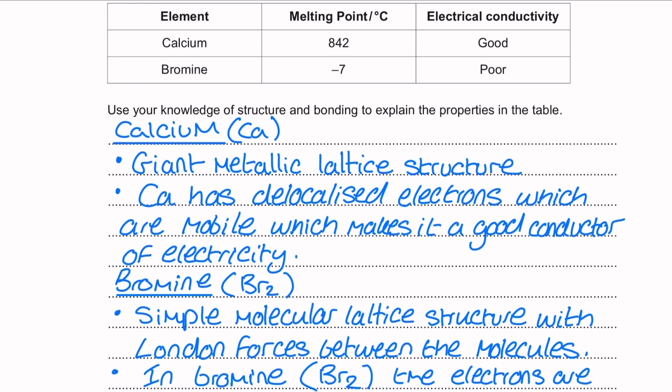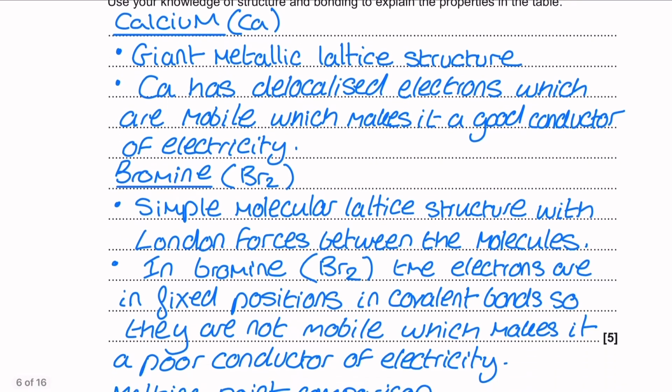First off then, calcium. We've got a giant metallic lattice structure. Calcium has delocalized electrons, which are mobile, which makes it a good conductor of electricity. Please don't say anything carries the charge here. That's very GCSE and it won't get you anything at A level.